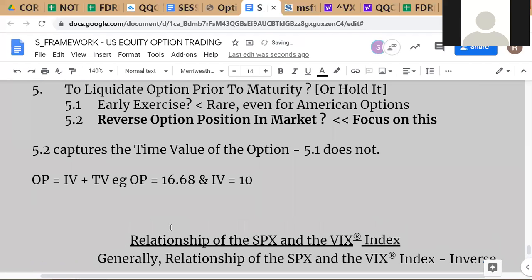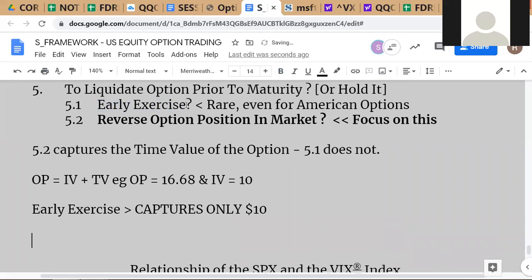Okay, so if I do early exercise, you can think about it this way also, in terms of when you think about the benefits, pros and cons. Early exercise captures only $10, correct? You have seen this now. Early exercise captures only $10. Okay, reversing option position in market. So everyone is clear about that.